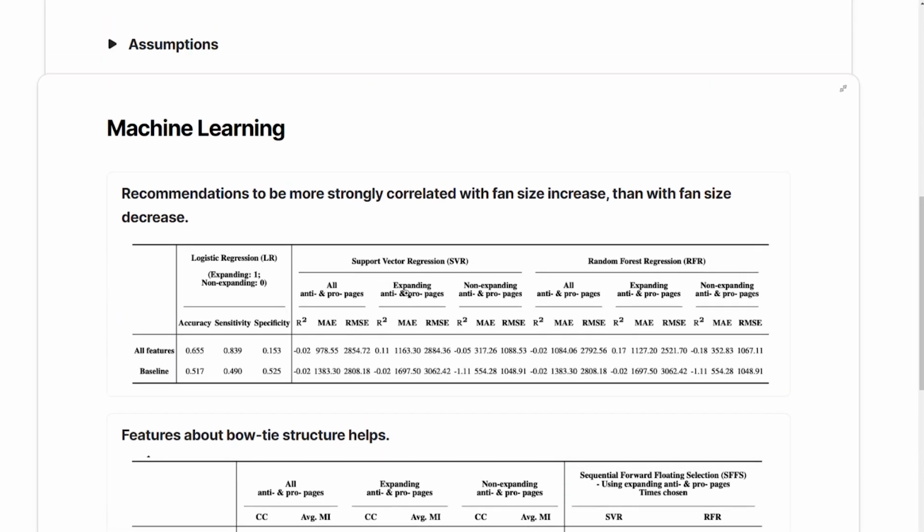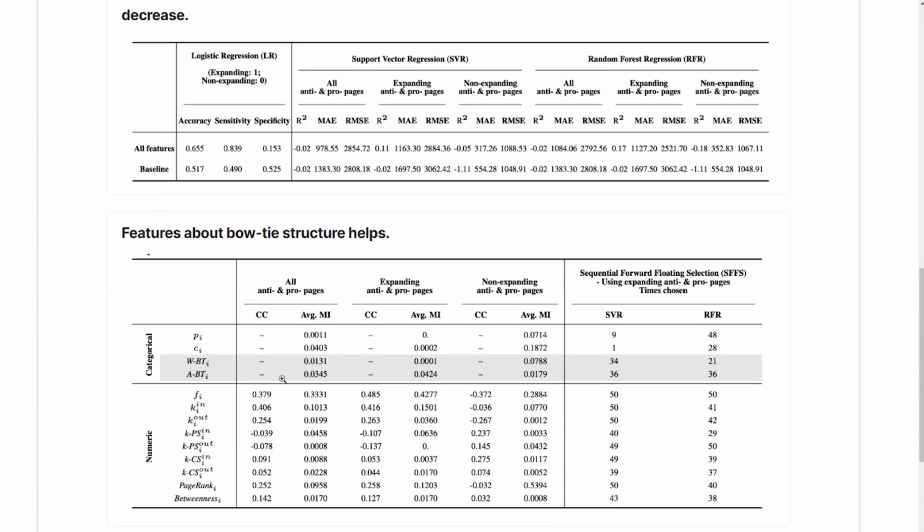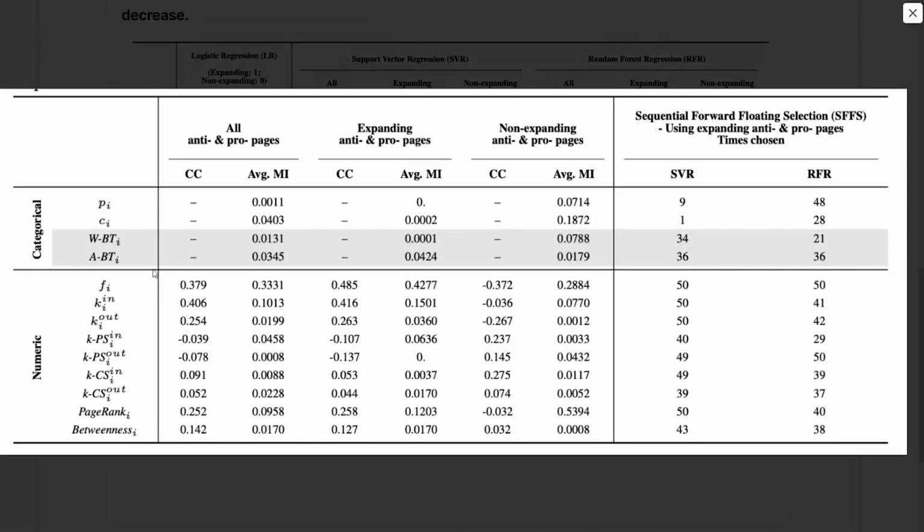Because our main focus in this paper is that we want to study whether the bow tie structure can help predict this opinion dynamics. So that's why we put some features about bow tie structure there. That's within group bow tie and across group bow tie. And we studied the correlation coefficient and mutual information between the response variables and also all the features there.